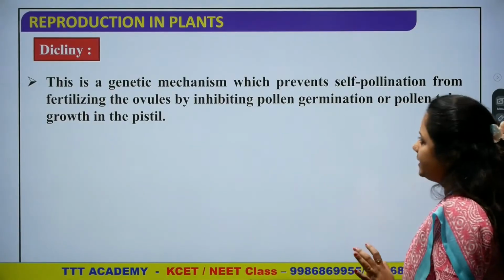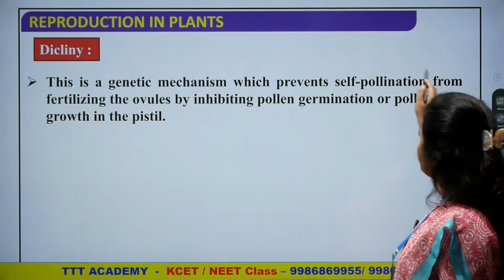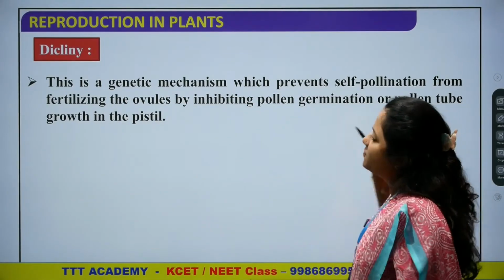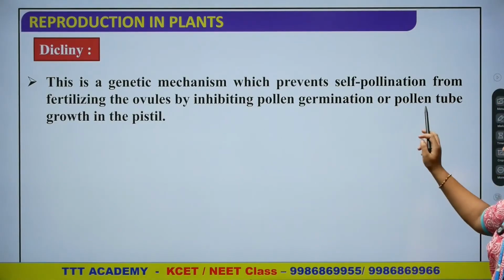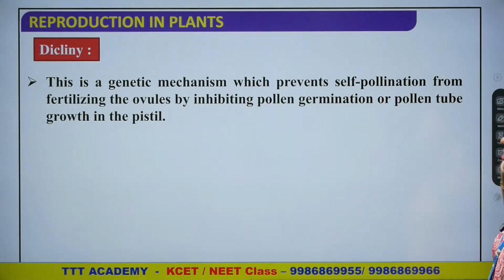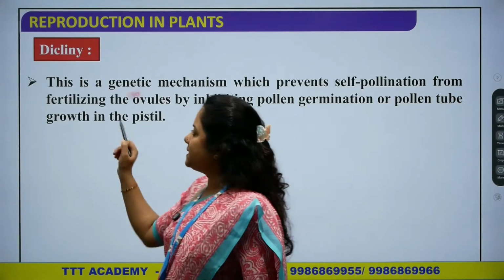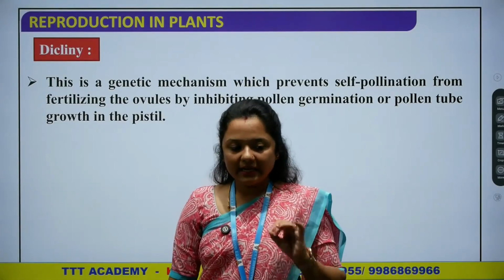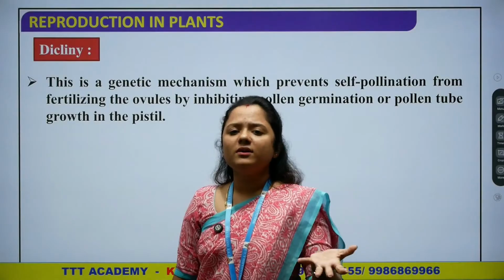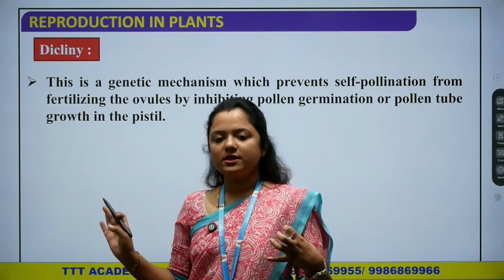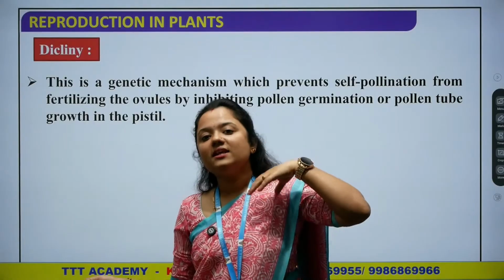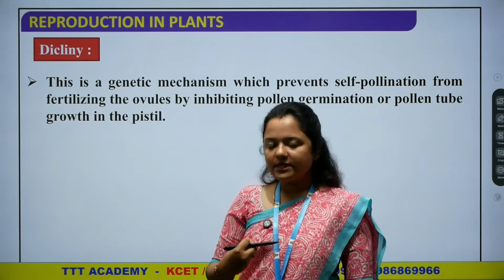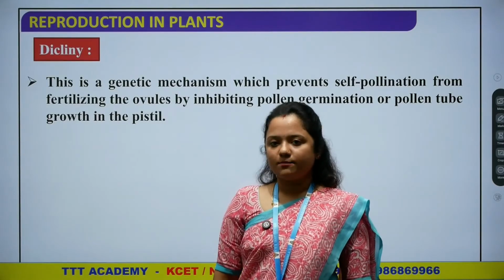Based on this genetic mechanism, it prevents self pollination or inbreeding from fertilizing the ovules by inhibiting pollen germination or pollen tube growth in the pistil. What happens now is, even if the pollen grains are released at the time and the stigma is ready for receptivity, the conditions are ready for self pollination, but again there is one more hindrance in the stigma where it can receive the pollen grains but does not allow them to proceed to the next process.